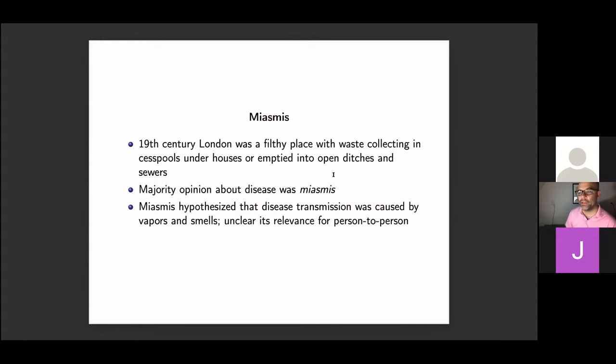So the majority opinion about disease back then was a theory called miasmas. And miasmas hypothesized that disease transmission was caused by vapors and smells. It's unclear about its relevance for spreading disease person to person, but the thing that we do know was that they really thought that disease was being spread by odors.